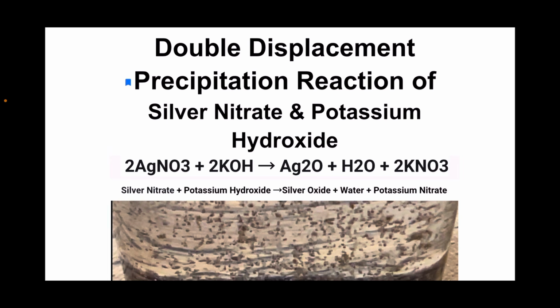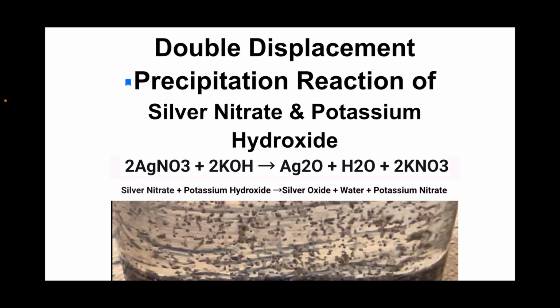Now, when they combine, the metal ions trade places, the potassium and the silver, and they create the products silver oxide, water, and potassium nitrate. The silver oxide is the Ag2O, the water is H2O, and the potassium nitrate is the 2KNO3.